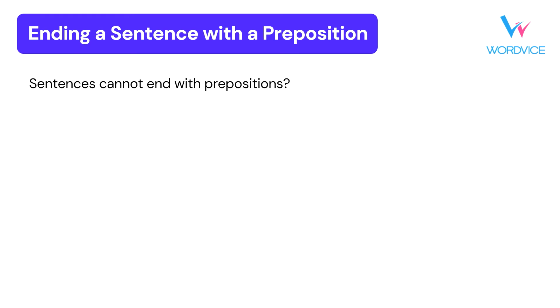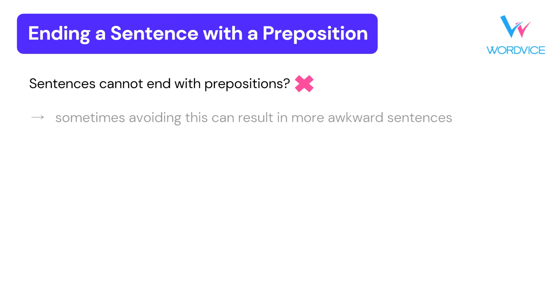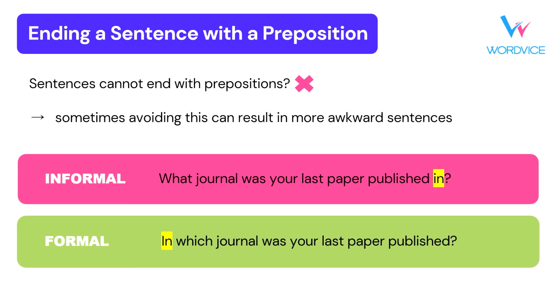Many people have learned that sentences cannot end with prepositions. However, this is incorrect, and sometimes avoiding using prepositions at the end of sentences can result in more awkward sentences. See the following sentences as an example. Both of these sentences are correct, but the latter is more formal than the former. As such, prepositions are rarely used at the end of sentences in academic writing.